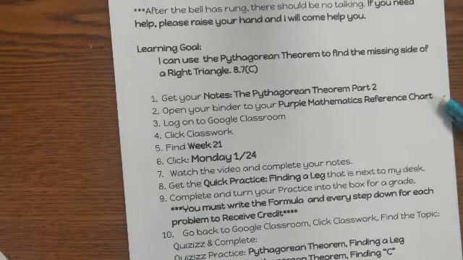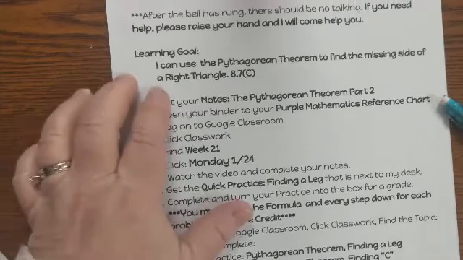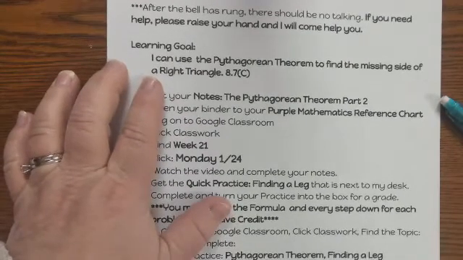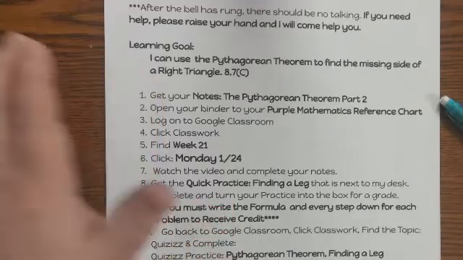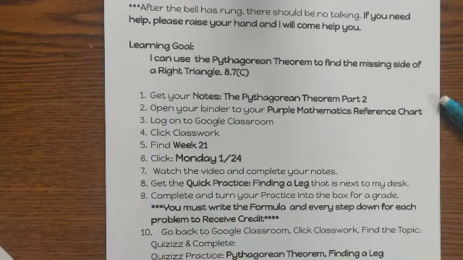Okay, so we have used the Pythagorean theorem to find the missing side of a right triangle, and we are going to continue with that learning goal, although we are going to shift our focus from finding the hypotenuse, which is our C, to finding a leg. And remember that the legs are interchangeable, so you need to make sure that you have your mathematics chart and your notes ready to go.